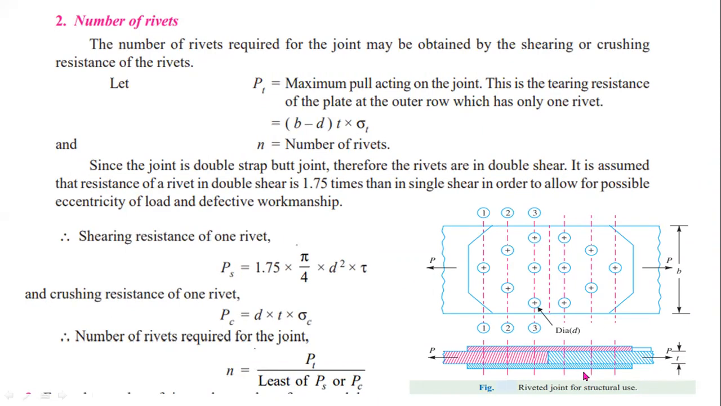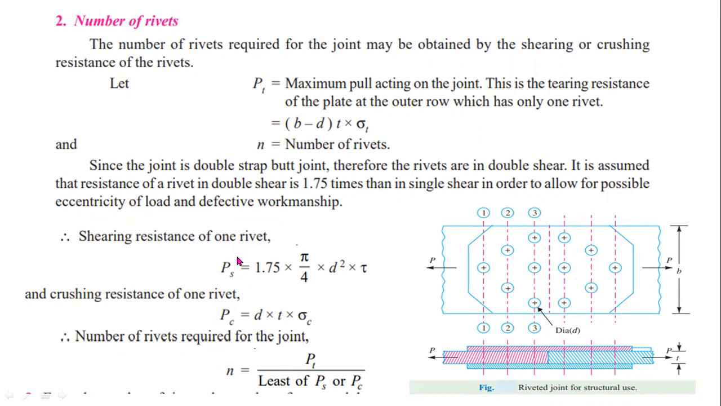Here, this is a double strap butt joint. For a double strap butt joint, you have to consider double shear. For lap joints, you have to consider single shear. And also for single strap butt joints, single shear. But for double strap butt joints, you have to consider double shear. So this is the formula for double shear. PS is the shearing strength or shearing resistance of one rivet.